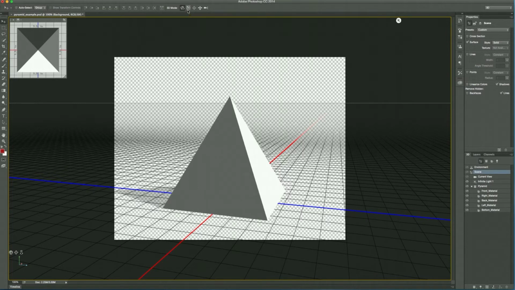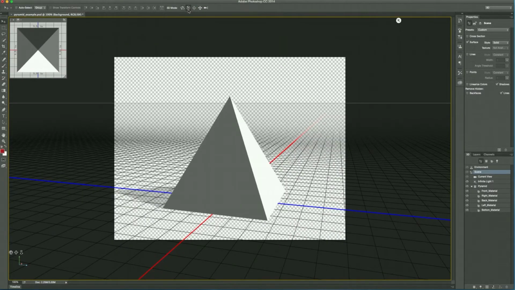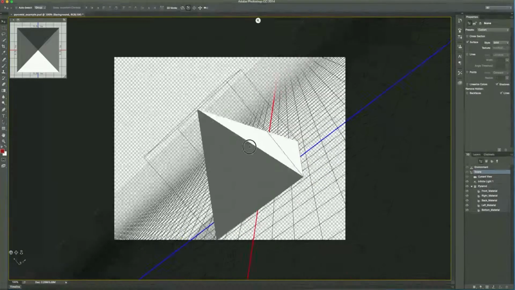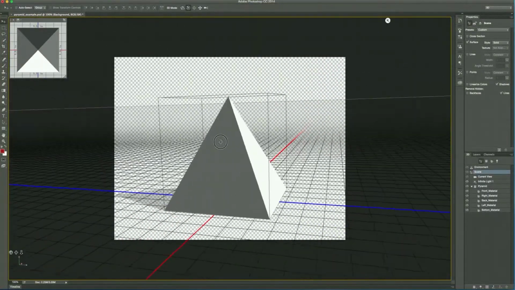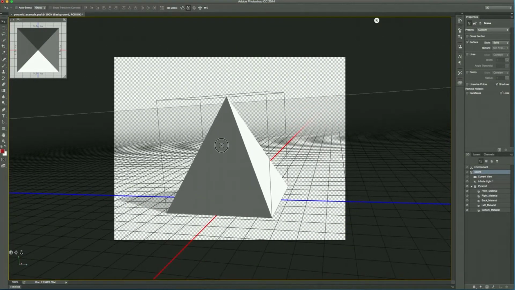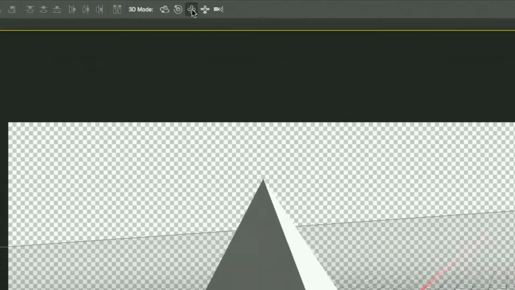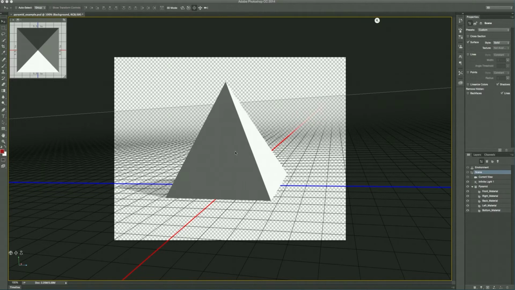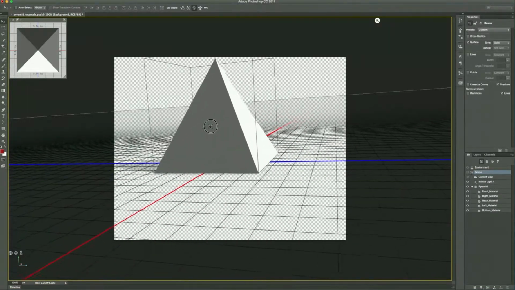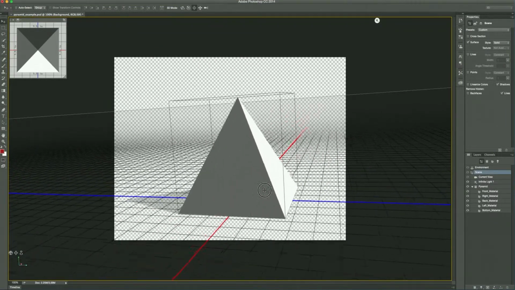The next 3D option is rolling. With this, the camera moves in a clockwise or counterclockwise motion. The next option we have is panning the camera. This 3D option moves the camera around up, down, left, or right, but it doesn't move closer or away from the object.